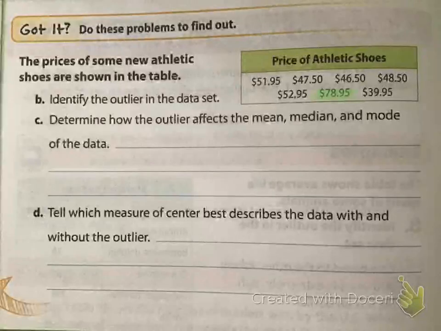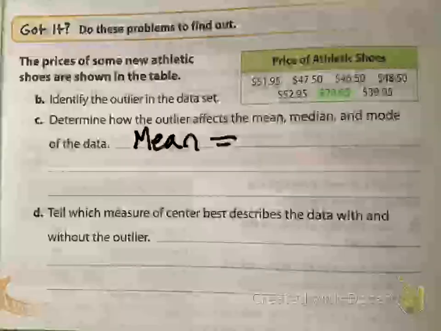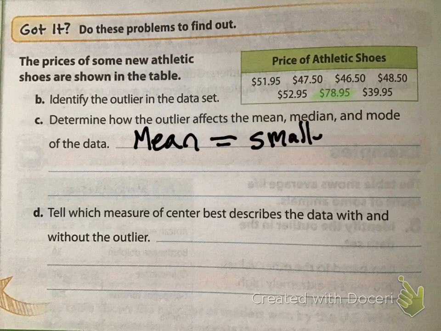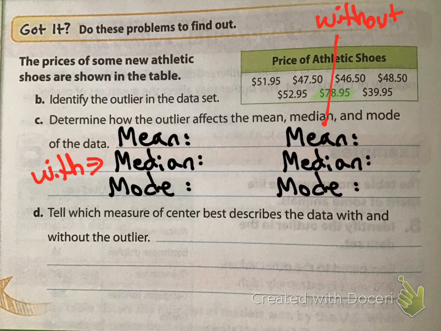So what we could do is solve all of this, but we know that if we removed our larger outlier, the mean is going to get smaller, because now we're only dealing with smaller numbers. So I want you to pause and find the mean, median, and mode of these numbers with the outlier and without the outlier. So we add all of these up and we divide by the numbers.